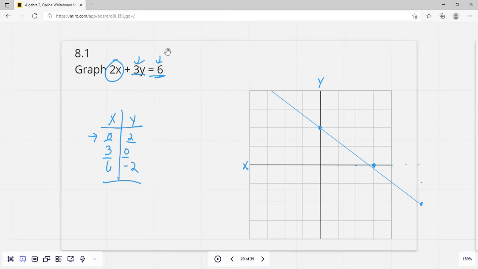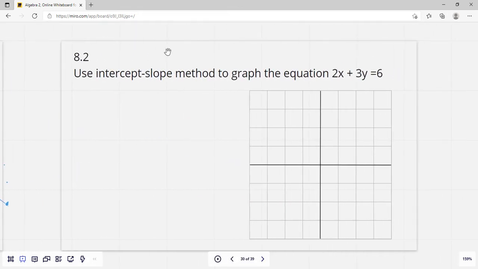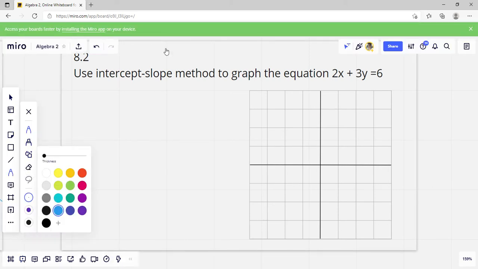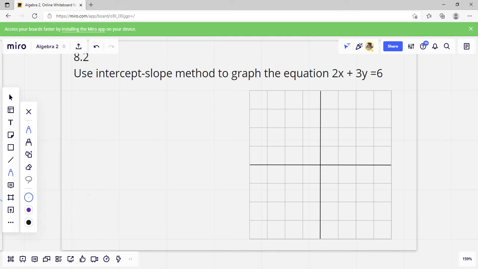In this next part, I'm going to show you how to graph a different way. Okay, so this one, we want to use slope-intercept method to graph the equation. Now, slope-intercept method is a much easier way to graph than making the little chart. And really, it just depends on us knowing what these different numbers mean in this equation. So I've got 2x plus 3y equals 6. What I want to do is put this into slope-intercept form.